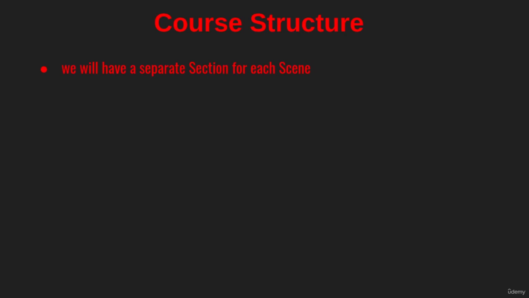Now, the course structure, we will go like this. We will have a separate section for each scene. So for example, we have Ron's coffee scene, and for this scene, well, again, it's not only this scene, we will have a lot of scenes from the series, and for this specific scene, we will have a separate section.